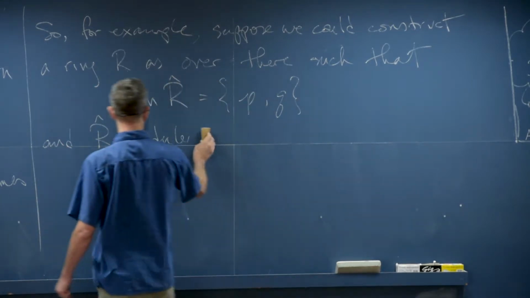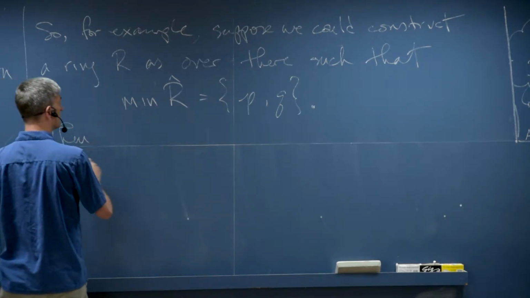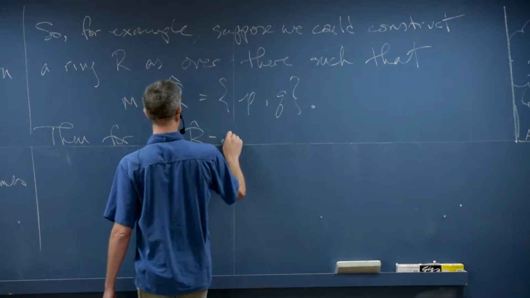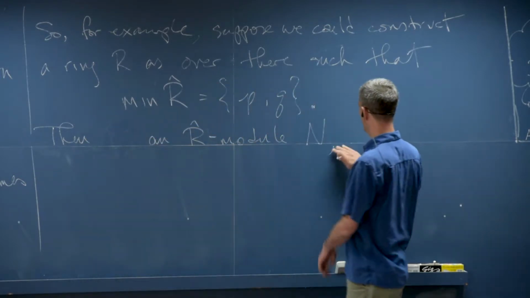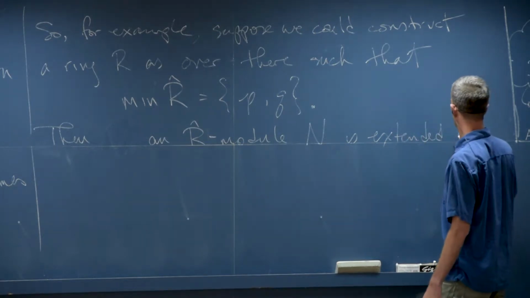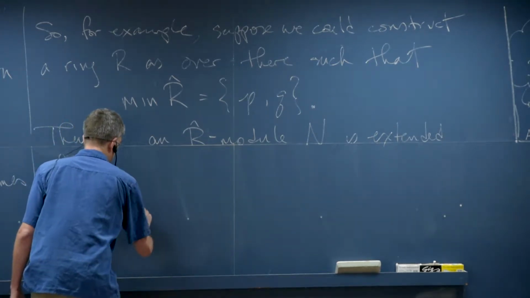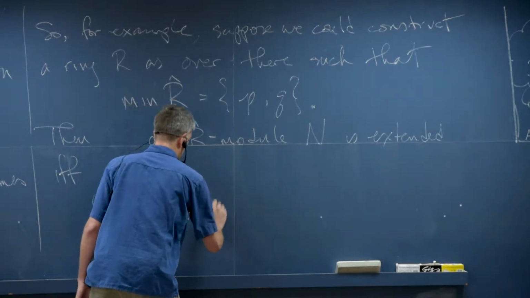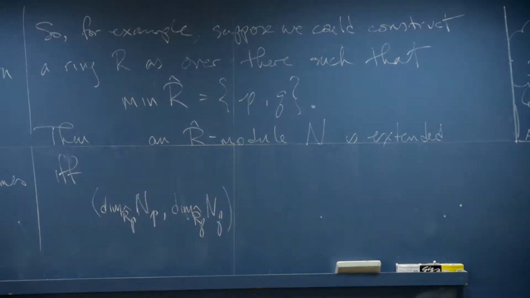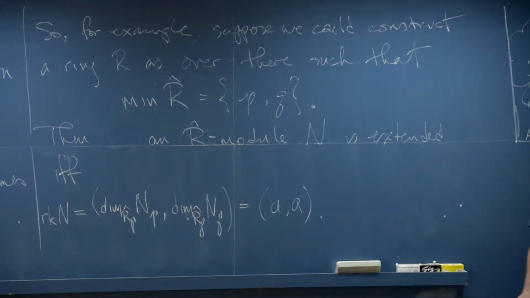Sorry, let me say one more thing before I go on to that. So if we could do this, then for an R hat module N, that is, an R hat module N is extended if and only if its ordered pair of ranks, which is far too much to write, so let me just write rank N, if its ordered pair of ranks are just A, A for some A.